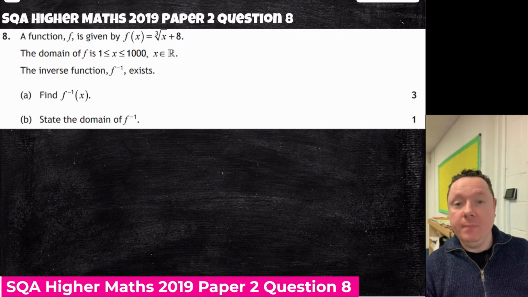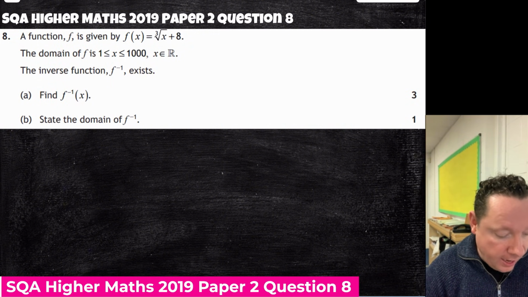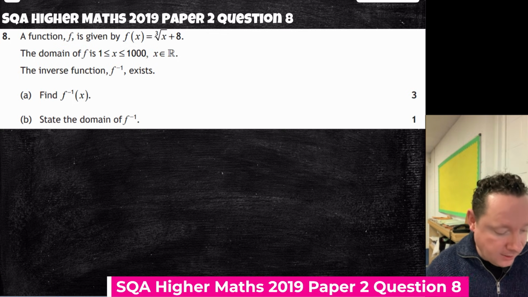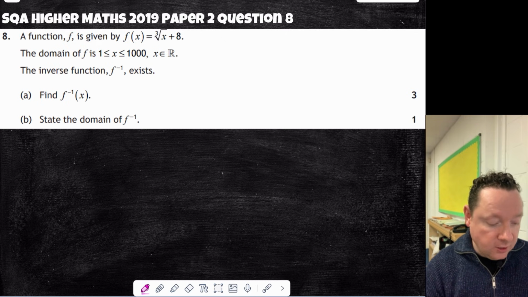SQA Higher Maths 2019 Paper 2 Question 8 on functions and inverse functions. A function f is given by f of x is the cube root of x plus 8. It tells you the domain is between 1 and 1,000 and it's a real number. Find the inverse function.